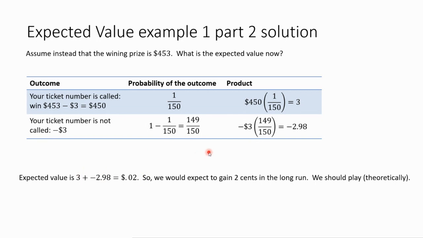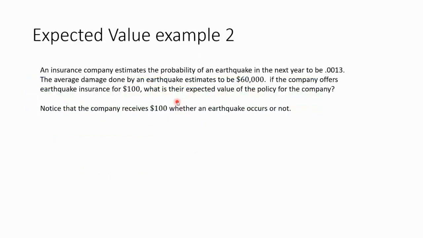Okay, well, let's do another example. An insurance company now estimates the probability of an earthquake in the next year to be 0.0013. Probability you could express as decimals. That's fine. You just convert fractions to decimals. And let's say the average damage done by an earthquake is estimated to be $60,000. So what does this mean? Well, if you buy a policy from the company and an earthquake occurs, they're going to have to pay $60,000 for the damage done.